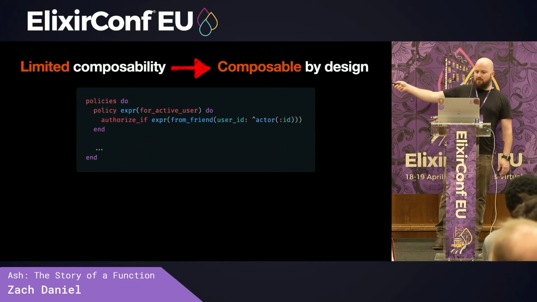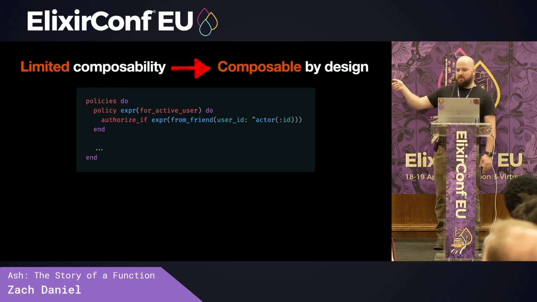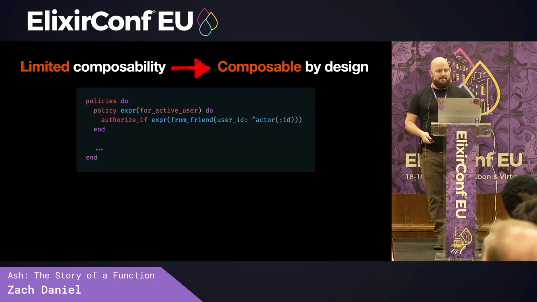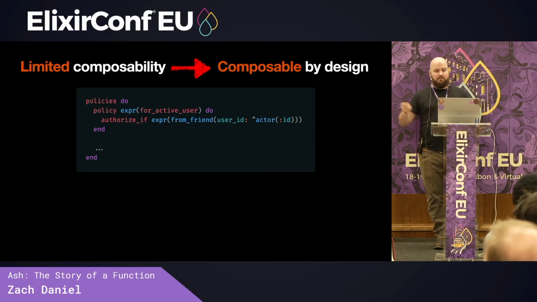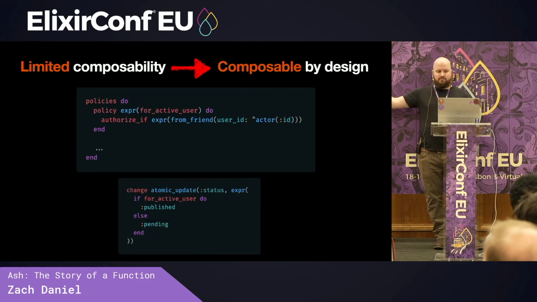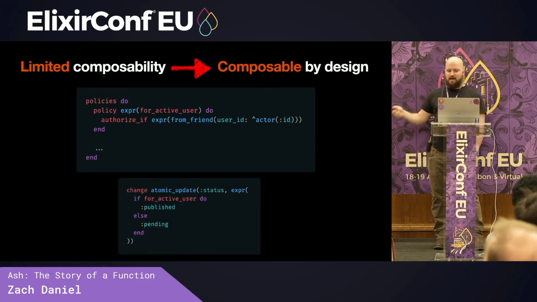We can use them in policies. These calculations express a domain concept: is this for an active user? We can use these to write our authorization code without having to redefine the logic behind that, and this is again portable. You'll see more on that in a second. So I can say if it's for an active user, then you're only allowed to see it if it's from one of your friends. We can use it in atomic updates.